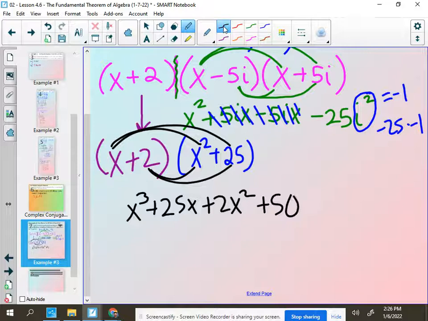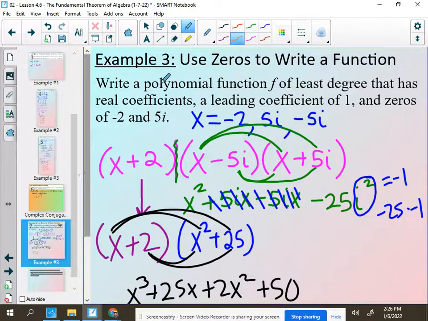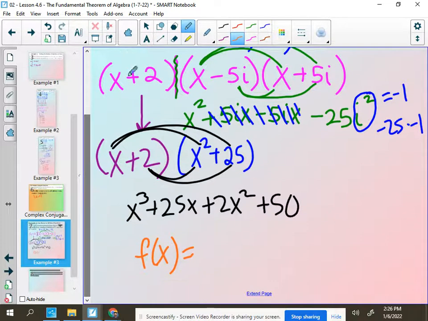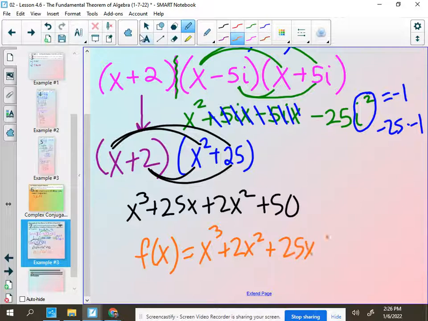In this case, because of how this one worked out, you just have to write it in standard form. And it did tell us to call it f, I believe. Let me just double check so I don't lie to everybody on video. It said write a polynomial function f. So it just says call it f, and when it's all said and done, f of x equals, in standard form, x to the third plus 2x squared plus 25x plus 50.